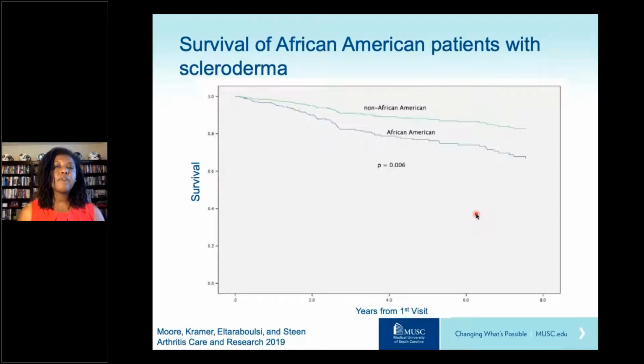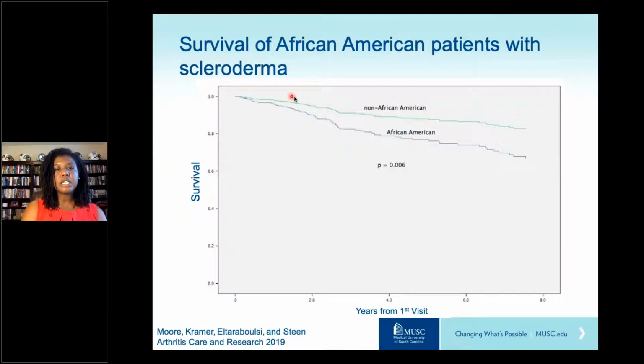As we look at the survival of African American patients that develop scleroderma, we see that African Americans unfortunately have a decreased survival. So if we look at this graph once again, the green line represents non-African Americans, and the blue line represents African Americans. And on the left, 1 represents 100%, which means 100% survival. And the line at the bottom represents the number of years after the initial visit.